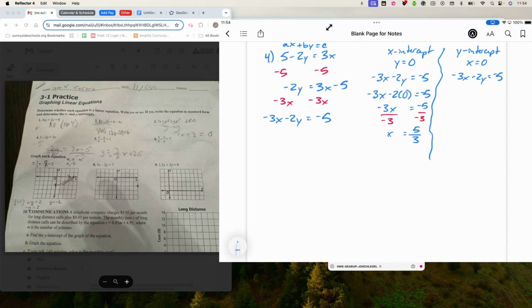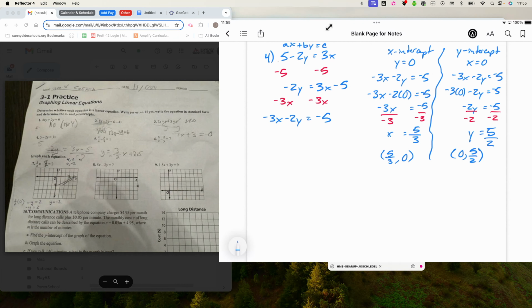The y-intercept happens when the x value is 0, so negative 3 times 0 minus 2y is equal to negative 5. Negative 2y is equal to negative 5. Similar to the other one, we're going to divide to isolate the variable by negative 2 in this case. Again, a negative divided by a negative makes it positive, so the y value will be positive 5 over 2. So the x-intercept would be at the point 5 over 3, 0, and the y-intercept would be at the point 0, 5 over 2.